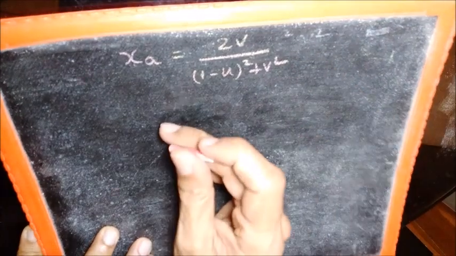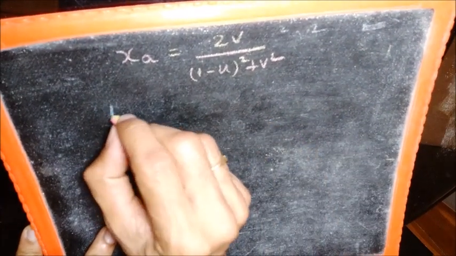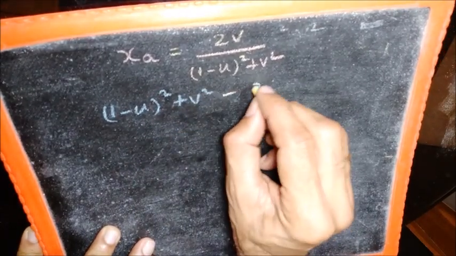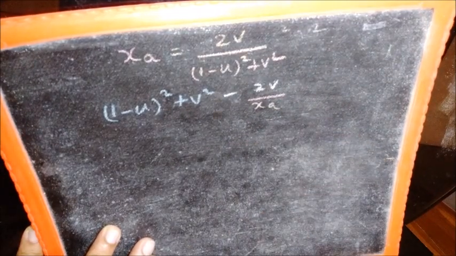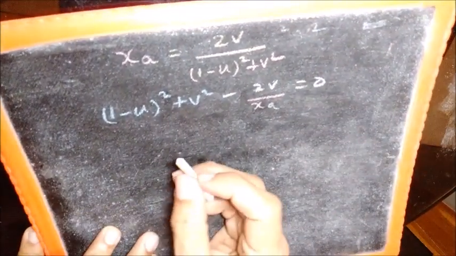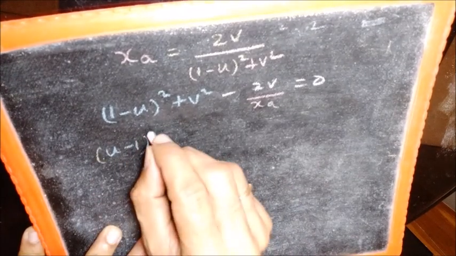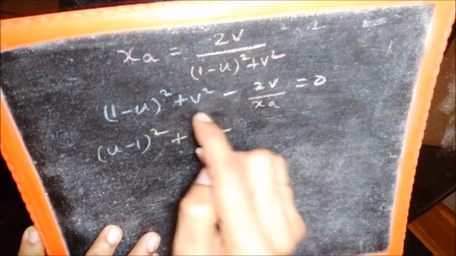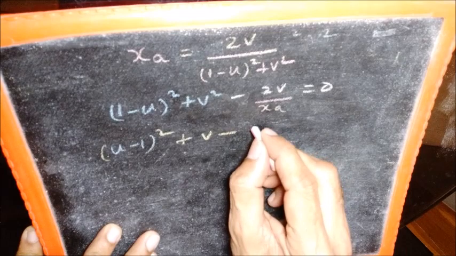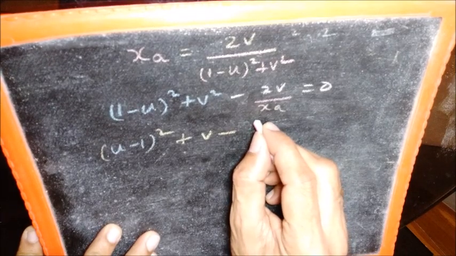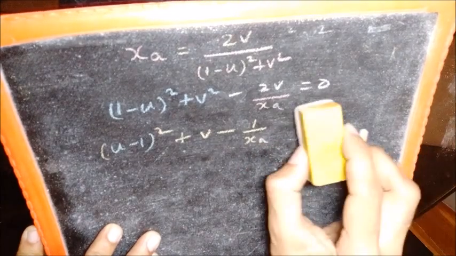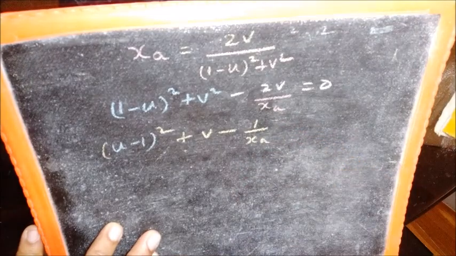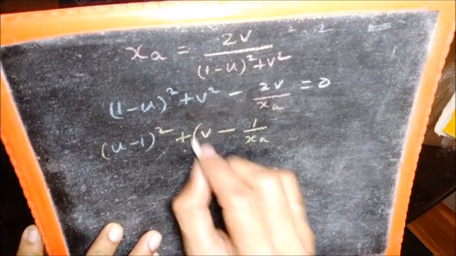This was that expression. Now we can write it as 1 minus u square plus v square minus 2v by xa equal to 0. This is the same as u minus 1 square plus, again you can use the complete the squares trick here, and you can write this as equal to 1 by xa. Remember, this is subscript, it looks like x into a, it is actually x subscript a. So v minus 1 by xa square.